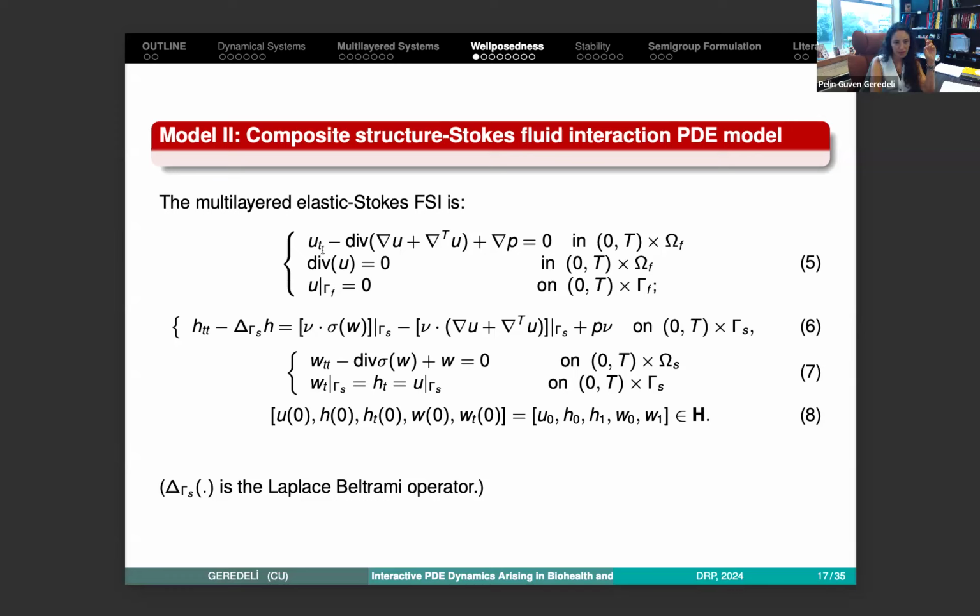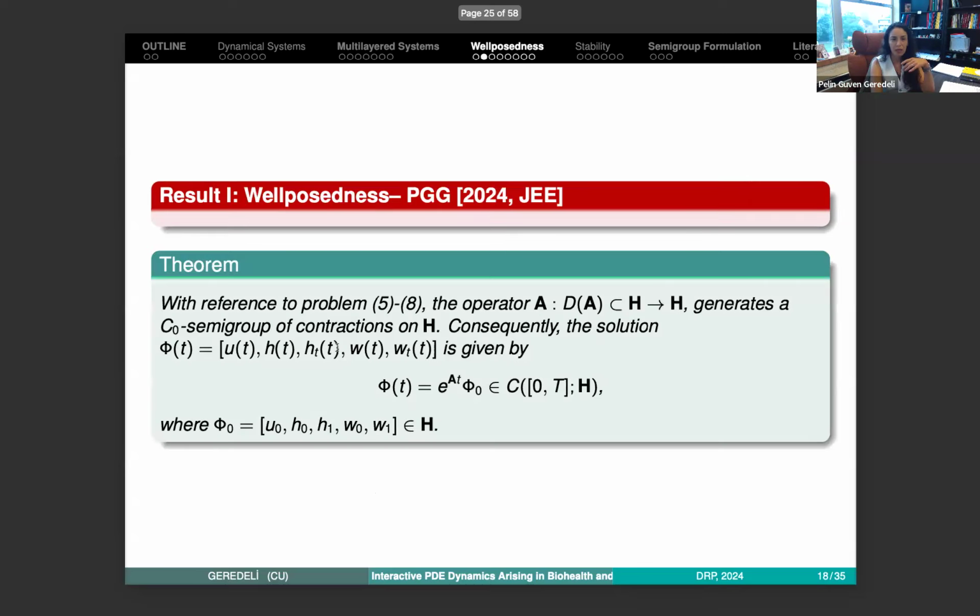So this is the endoplasmic reticulum, the fluid equation. Again, this is the membrane. This is the nuclei part. Again, the interaction occurs between these three dynamics. And I prove the wellposedness for this system.